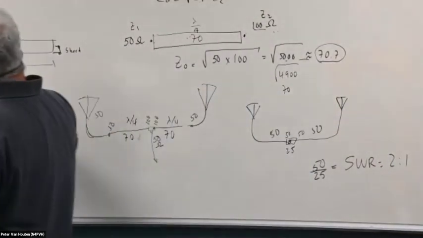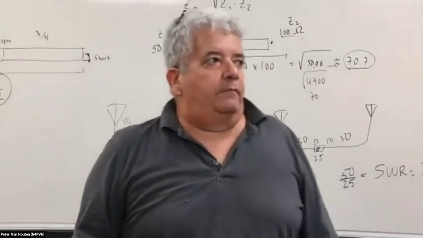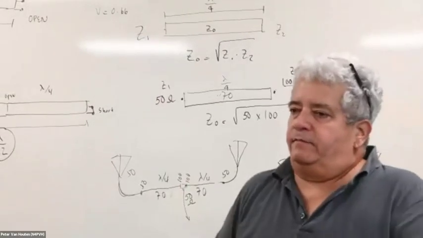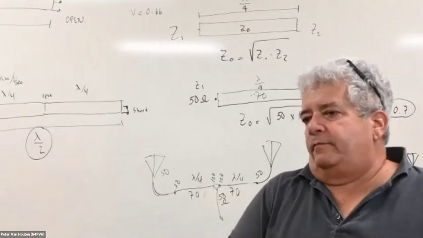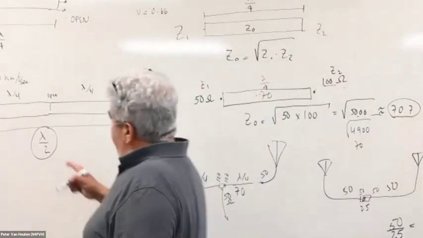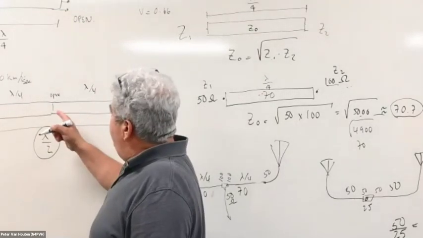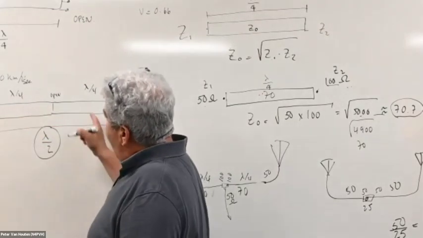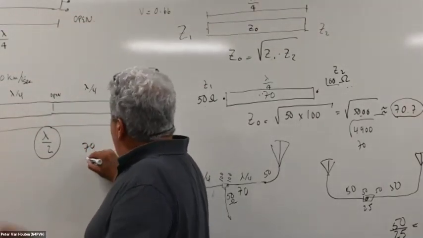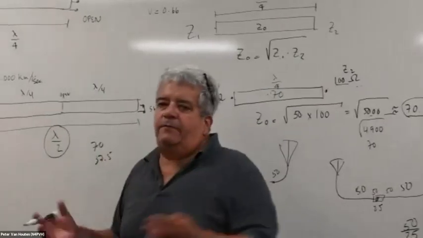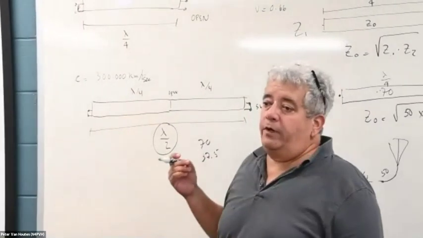Regarding the half wave line, in theory, let's say that we need to connect an antenna to a transmitter, and I don't have a 50 ohm cable. I can use any other value of half wave length of transmission line. It could be 70 ohms. It could be 37.5 ohms. Any value.